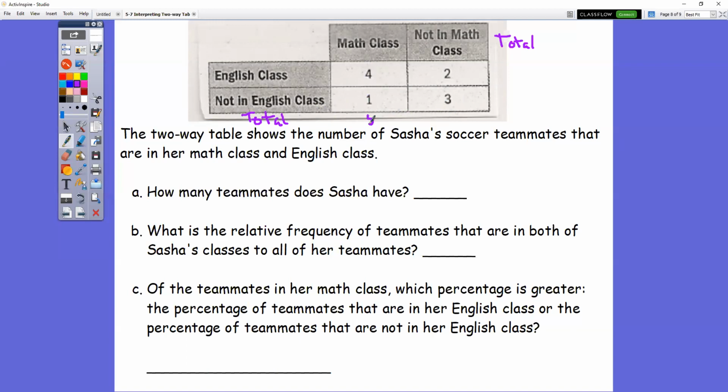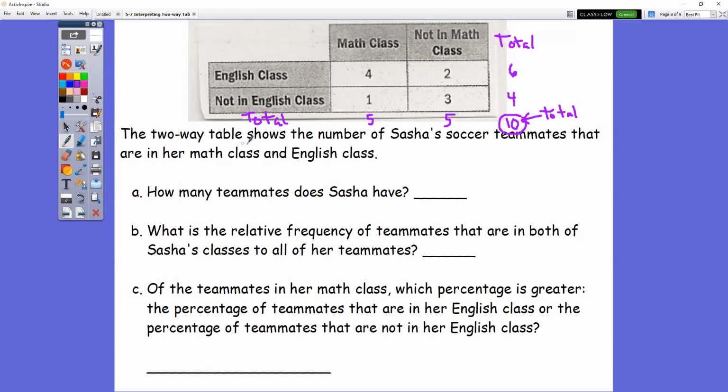4 plus 1 is 5 going down. 2 plus 3 is 5 going down. 4 plus 2 is 6 going across. 1 plus 3 is 4 going across. So how many total people were in the survey? 5 plus 5, 6 plus 4. Both ways that you do it, that means there were 10 total people in the survey.